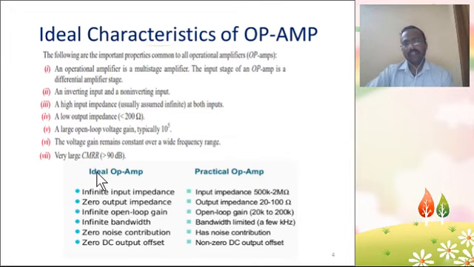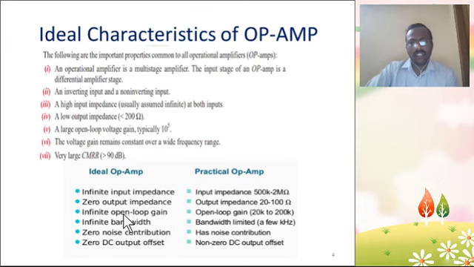Next we are going to see what is the difference between ideal op-amp and practical op-amp. In the ideal case, input impedance is infinite. In the practical case, input impedance is 500 kilo ohms to 2 mega ohms. In ideal op-amp, zero output impedance. In practical op-amp, output impedance is 2200 ohms.